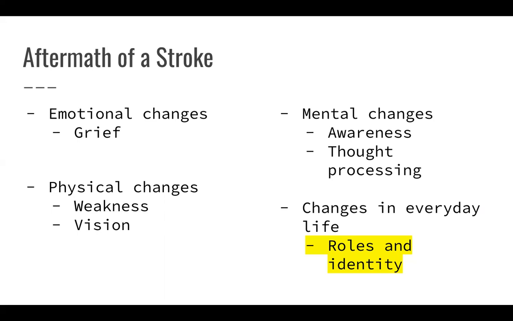Lastly, there are changes to a person's everyday life. This is where roles and a person's identity really come into play. Essentially, having a stroke can prevent a person from carrying out roles they previously performed. For example, after having a stroke, a person may not return to work. Therefore, their role as a worker is now unavailable to them. This can cause major disruption to a person's identity.